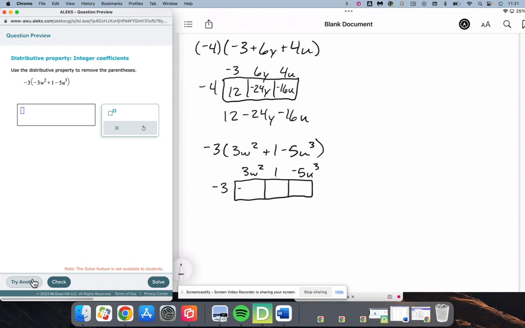Negative 3 times 3 is negative 9. W to the power of 2, negative 3 times 1 is negative 3. Negative 3 times negative 5 is positive 15. We have a u to the power of 3 there. So again, our answer is just what's in the boxes. Okay.